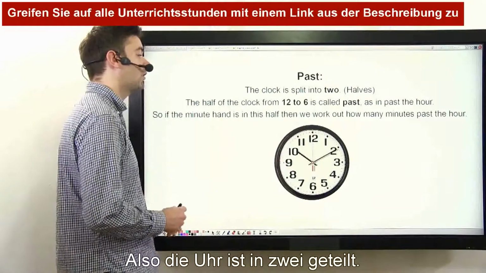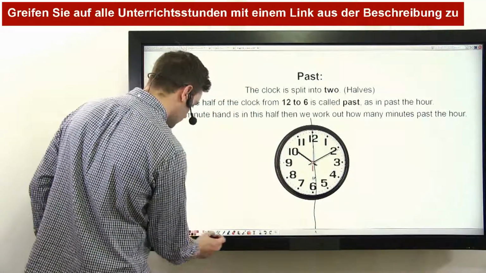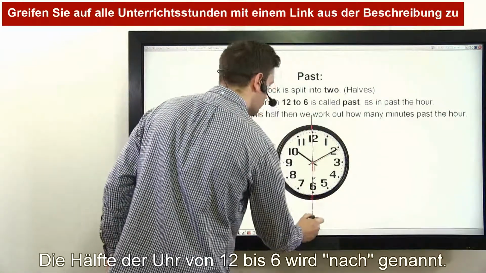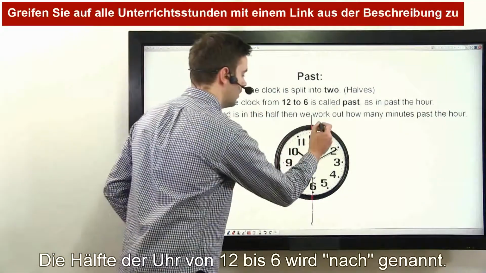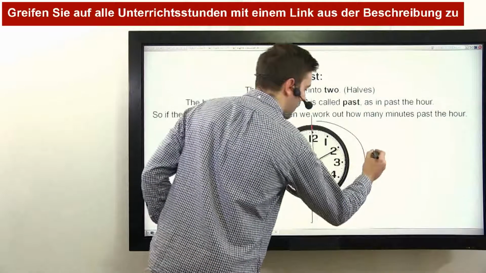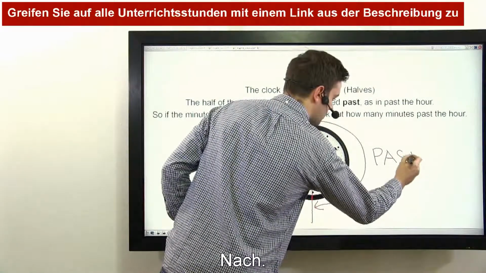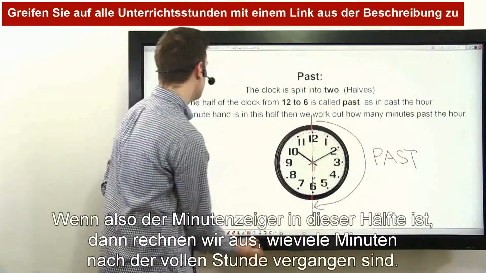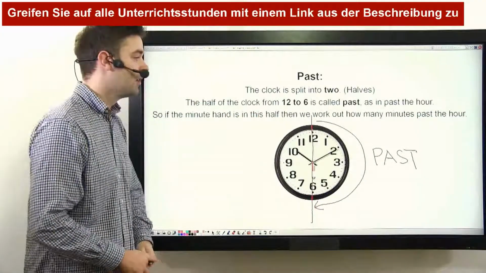Past. So the clock is split into two. The half of the clock from 12 to 6 is called the past. The past, as in past the hour. So if the minute hand is in this half, then we work out how many minutes past the hour.